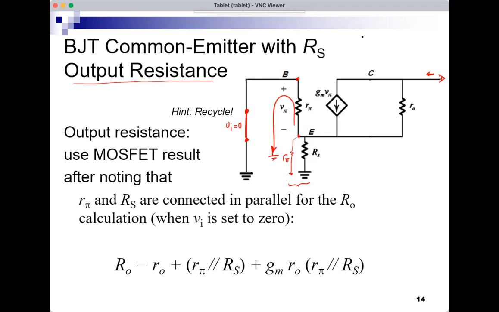So I will use that result and use the MOSFET formula, but instead of just RS, I will modify it and say now it's R pi parallel RS, because in the case of the BJT, I have this R pi, and it appears in the output resistance calculation in parallel with RS. So I will use the formula and just modify it. I don't need to repeat the calculation again.